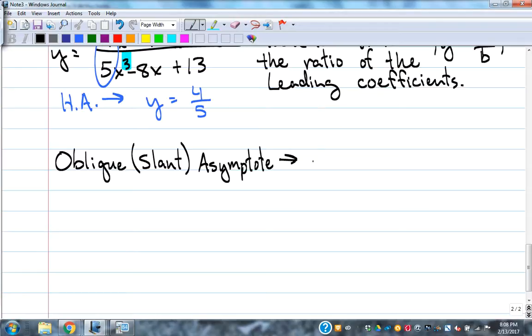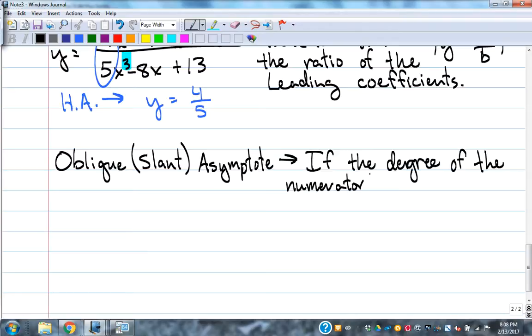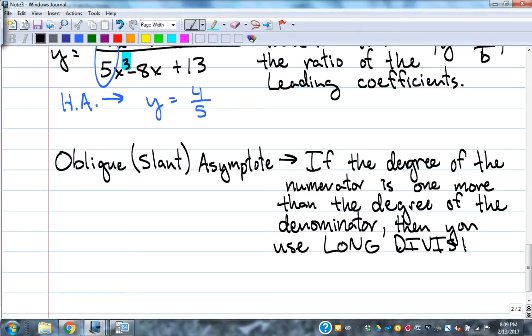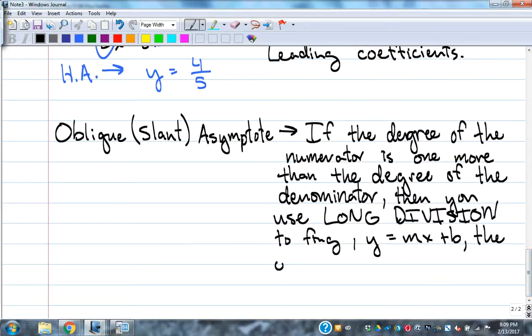Here's when they happen. It's the only time they happen. If the degree of the numerator is one more than the degree of the denominator, then you use long division to find the oblique asymptote.